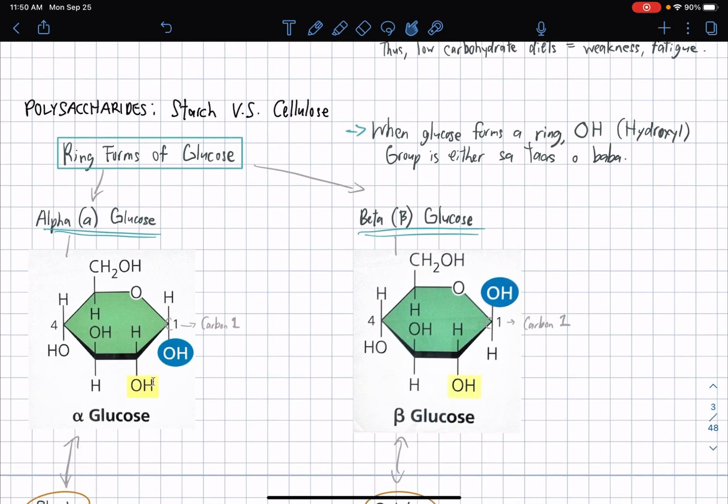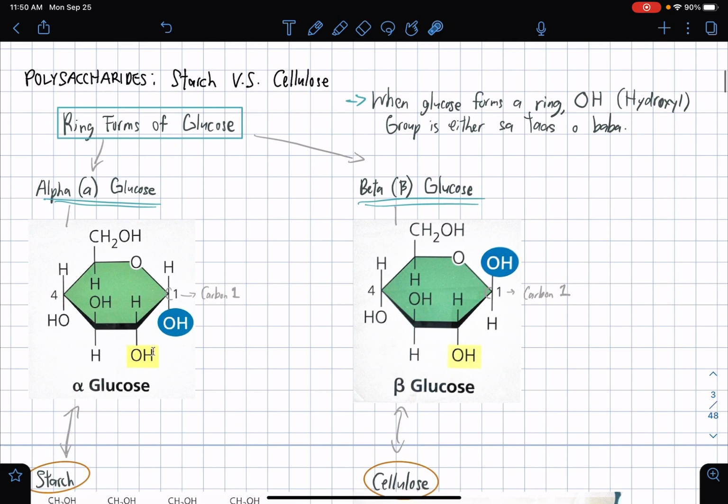So for polysaccharides, we're going to compare starch and cellulose. They are both utilized by the plant cell. Starch is for the storage of sugar, storage of fuel, and cellulose is basically the material for the plant's cell wall. So when glucose forms a ring, hydroxyl group is either above or below.